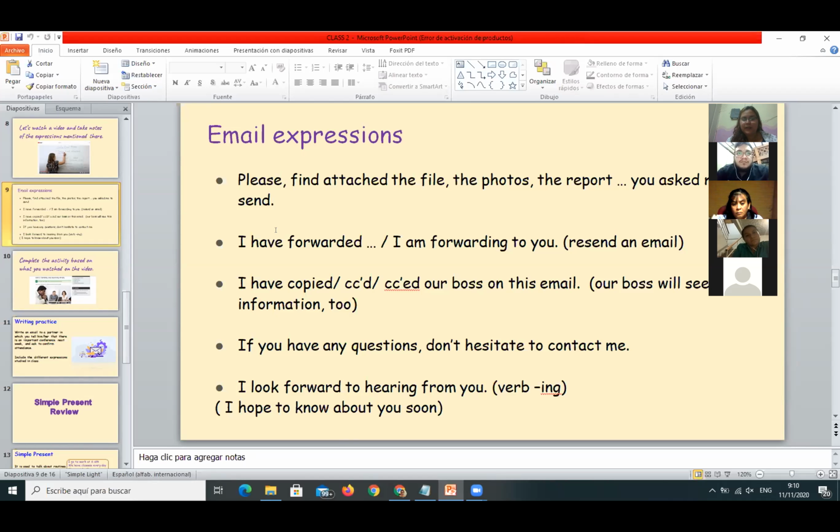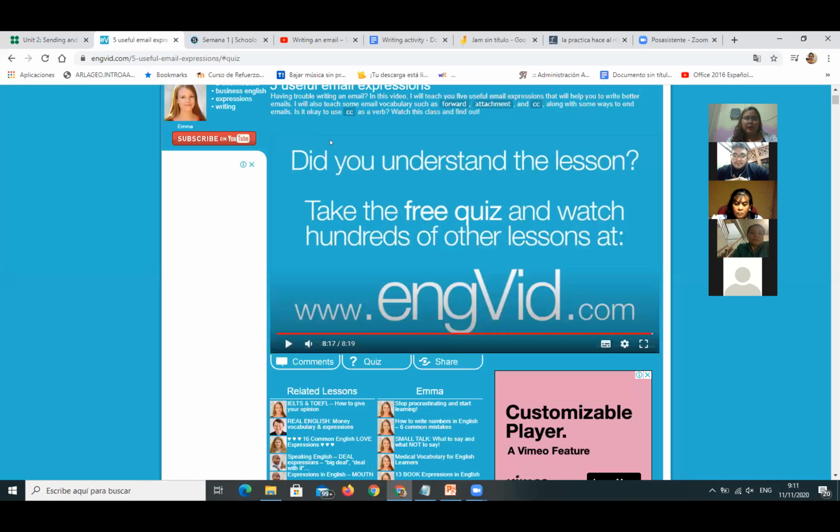Because we have forwarded here again, but this one is another meaning. In this case, in the second expression, to forward means to resend an email. But in the last expression, I look forward to hearing from you, in this case, it means I'm waiting. I want to know about you, or I want to hear about you soon. And if you use forward, you are going to use the verb in ing. Look, I look forward to hearing, to reading, to meeting you.